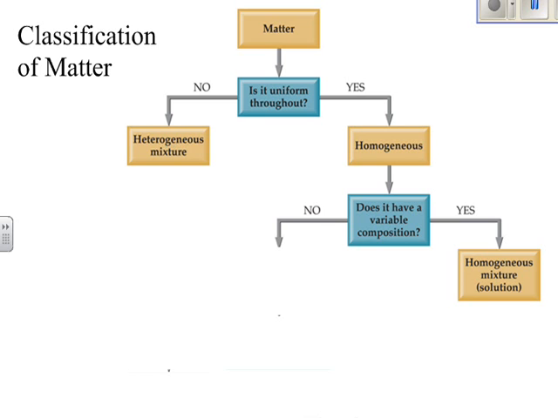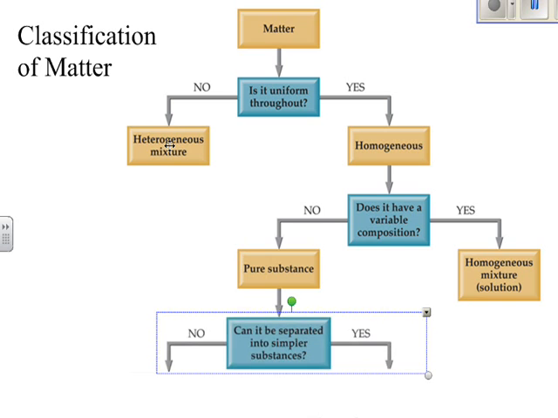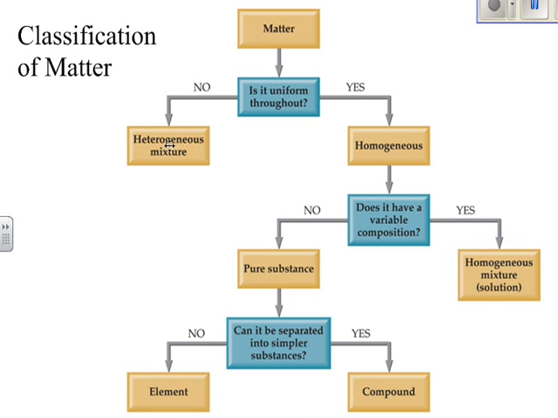If the answer is no, then you would have what we refer to as a pure substance. Pure substances can be broken down into other categories. If we ask ourselves, can that pure substance be separated into simpler substances? If the answer is yes, then we're working with a compound. And if the answer is no, we're working with a pure element.